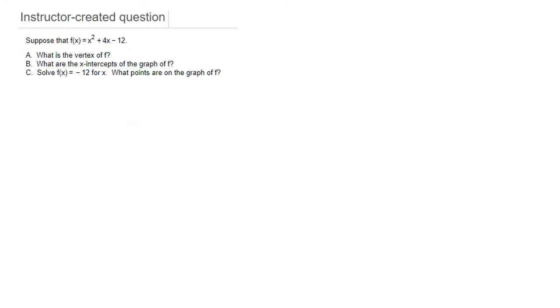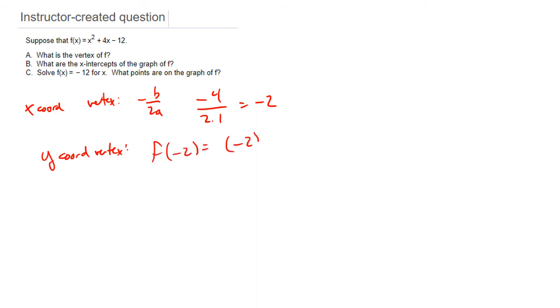Okay, now we've got a parabola and we are asked to find its vertex. So it's in standard form, which means the x-coordinate of the vertex is given by negative b over 2a, which is negative 4 over 2 times 1, which simplifies down to negative 2. The y-coordinate of the vertex is found by plugging that value of x into the function. So we have negative 2 squared plus 4 times negative 2 minus 12, or 4 minus 8 minus 12, which works out to be negative 16. So the vertex is at the point negative 2, negative 16.